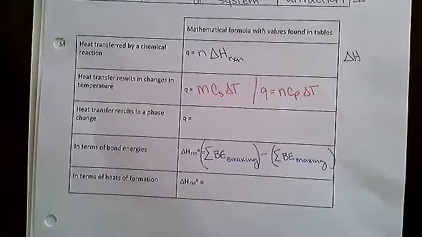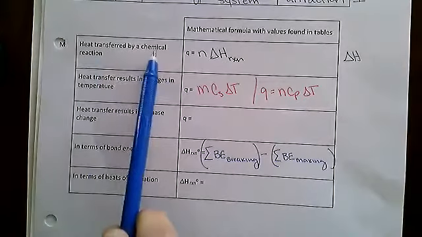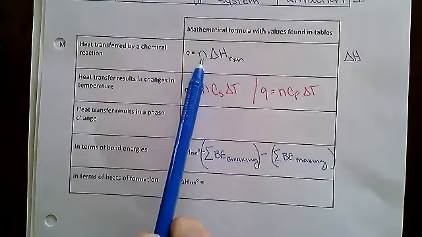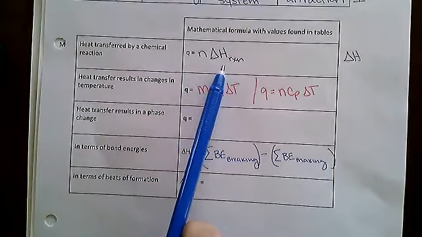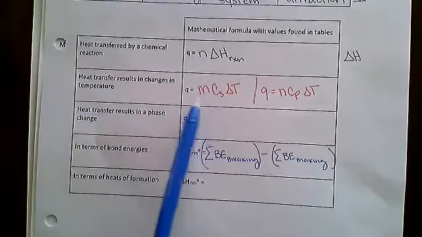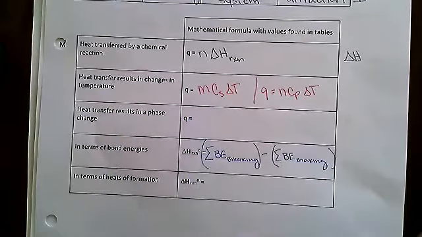So if I'm raising the temperature, I'm going to go back to my formulas. Heat transferred by a chemical reaction, we've already used that. It's the number of moles that you're producing times the delta H. Heat transfer that results in changes in temperature, now I have to use my mc delta T.